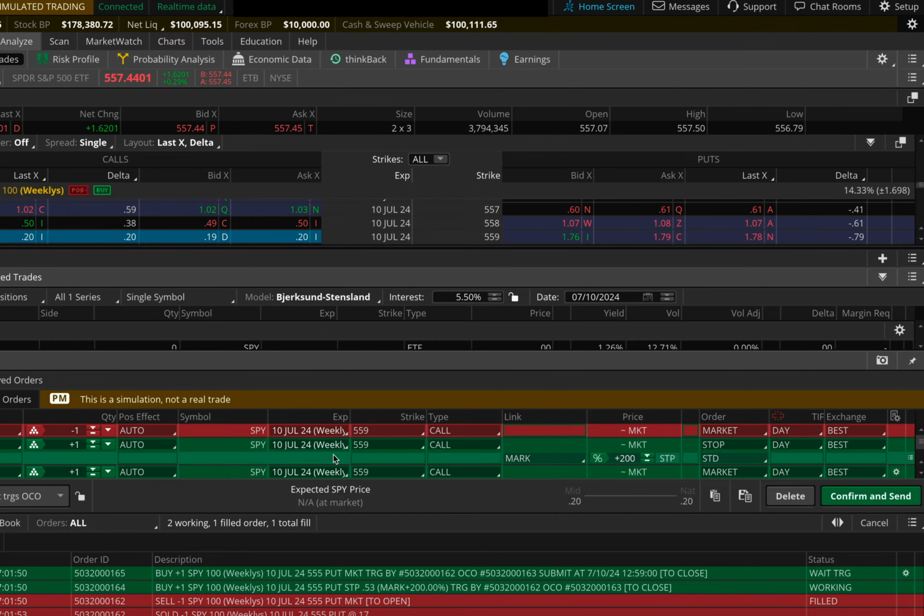Okay. Let's see. I think this is it. So we're selling the open market. We have a stop at 200% of what we get, and then we have a time stop. All right, let's try it.